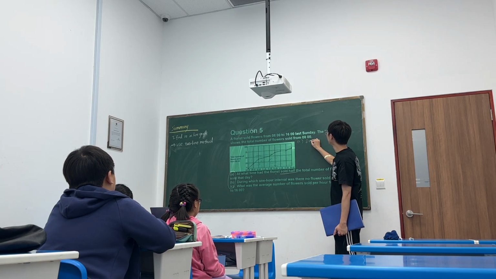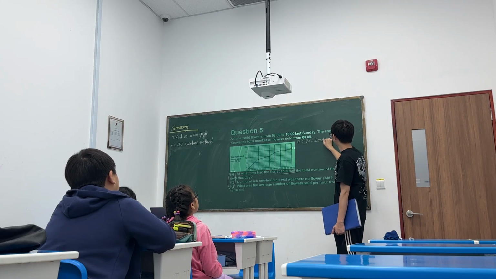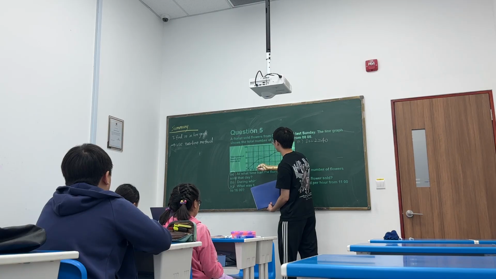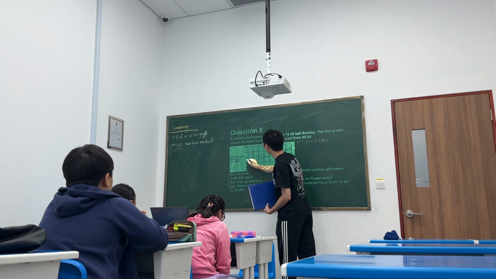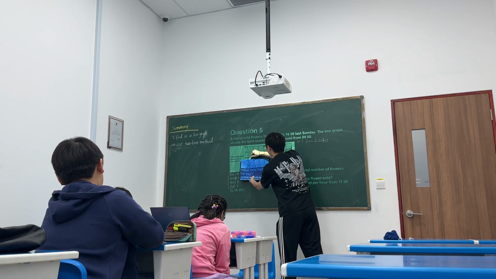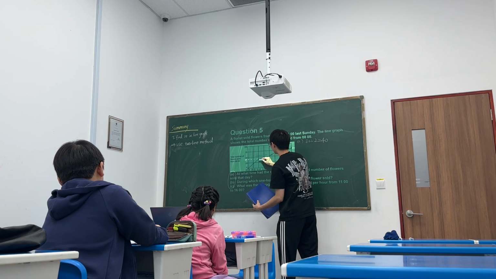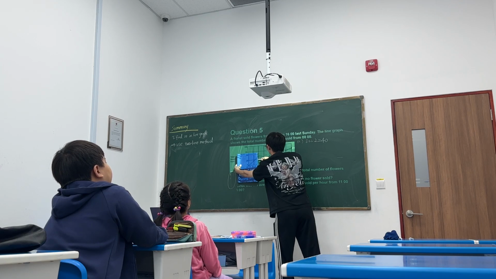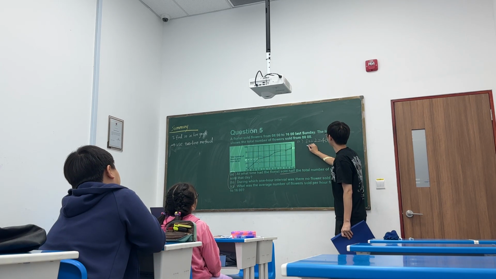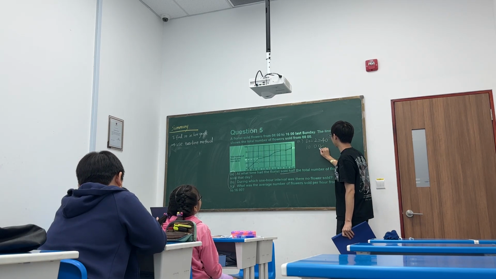So 80 divided by 2, you get 40. Now let's check what time he sold 40 flowers. First of all, you try to find out where 40 is. Now let's check if it's 10 o'clock. Draw a horizontal line until you reach this point, and then draw a vertical line down. Yeah, it's 10 o'clock. So the answer here is 10 o'clock.